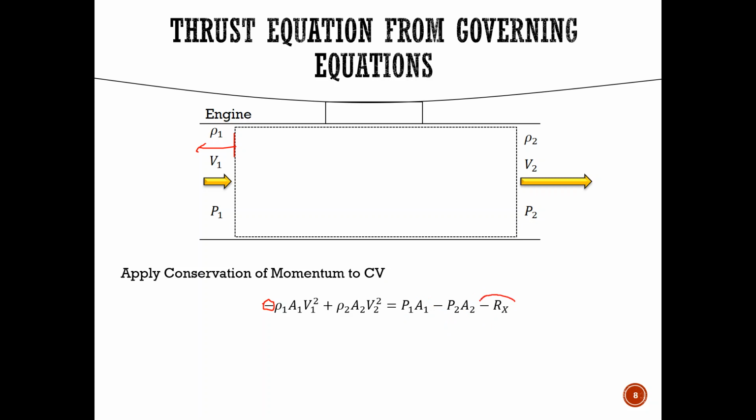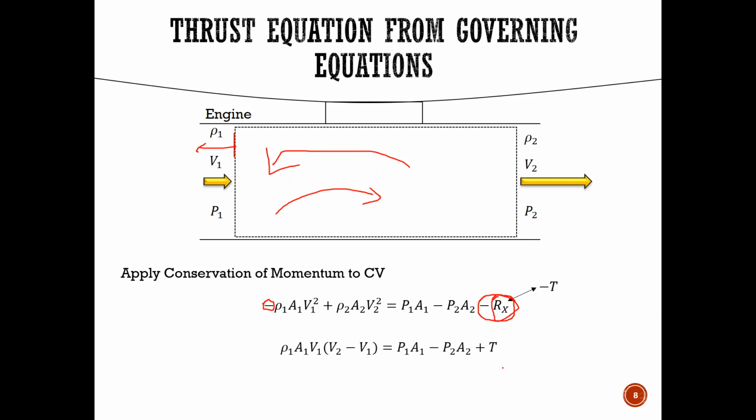But notice that I also added a reaction force right here. The reason we have to account for the reaction force is because the engine is actually adding work into the flow, into the control volume, or into the air, right? So according to Newton's third law, the air in turn exerts an equal and opposite force on the engine, which is what we call thrust, right? That's why you get minus T. So Rx equals minus T, so minus and minus becomes positive, and you'll actually get plus, right?